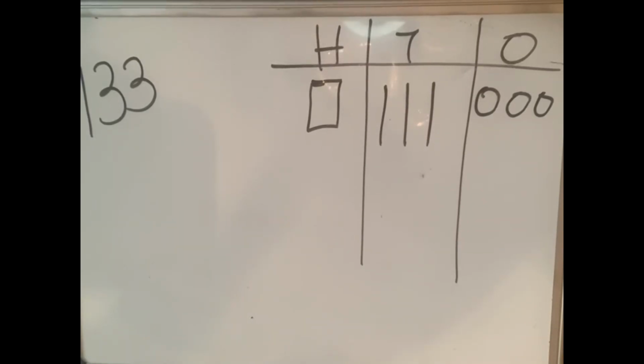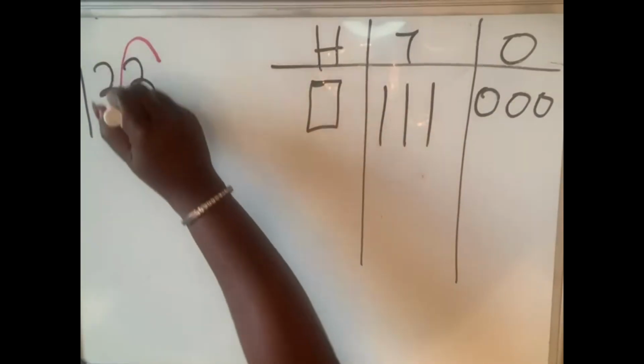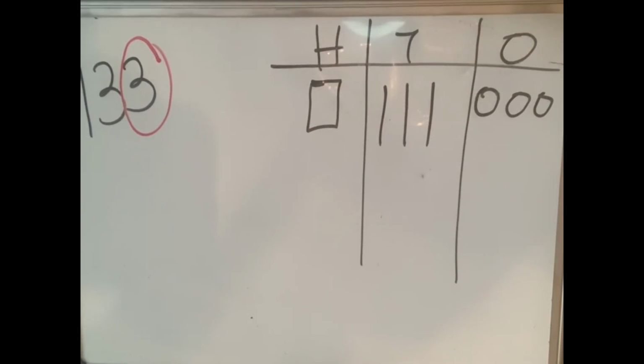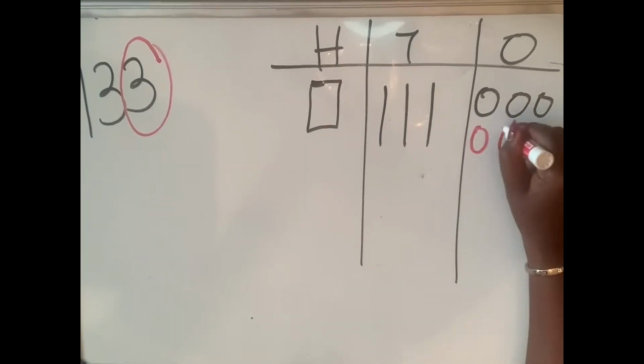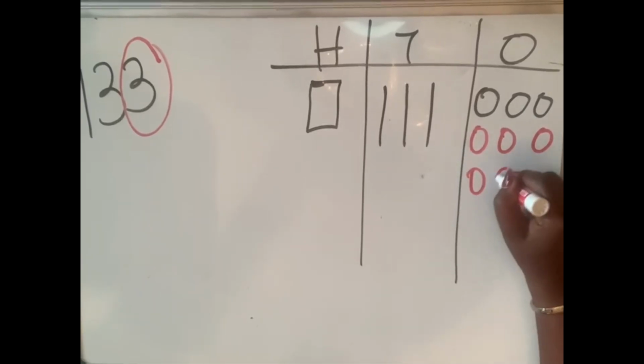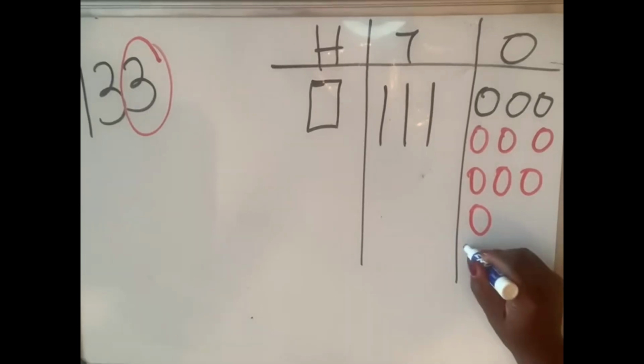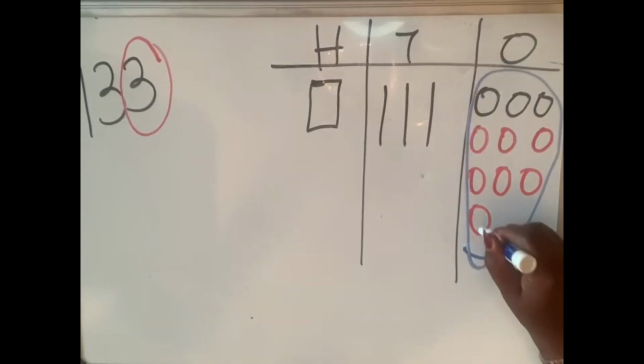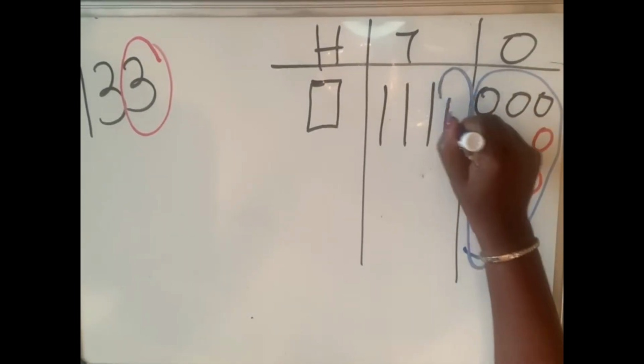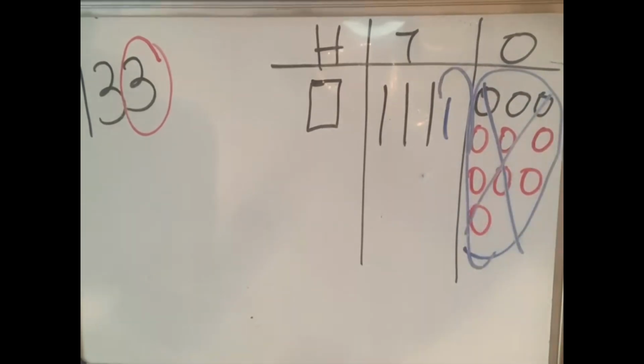Remember, whenever we are trying to make the next multiple of 10, our focus is always on the ones place, because that is where we can make a 10. So I have 3 ones, 4, 5, 6, 7, 8, 9, and 10. I'm going to trade the 10 ones for 1 ten in the tens place, and so I have an extra 10 and I have no ones left.